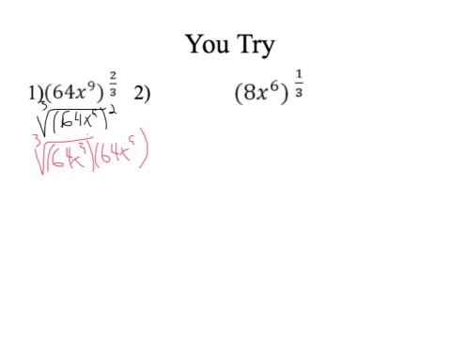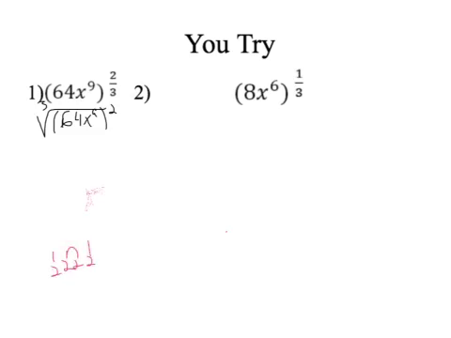Alright, so this, I don't have any triplets, so I need to break down 64, which is 8 and 8, 4 and 2, then 4 breaks down to 2 and 2, bring down the 2, 4 breaks down to 2 and 2, bring down the 2, and then I have 9 x's. Right, so that is one of the 64x to the 9ths broken down. Okay, we just broke down one of them.